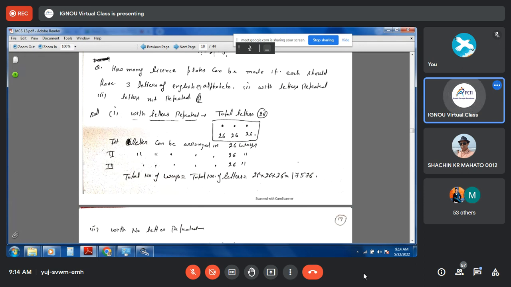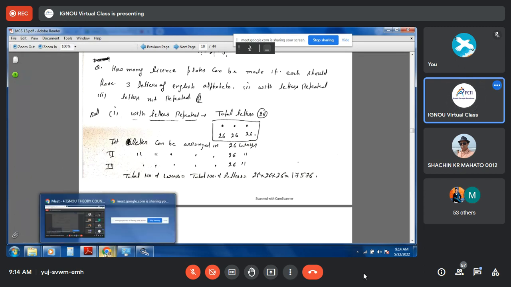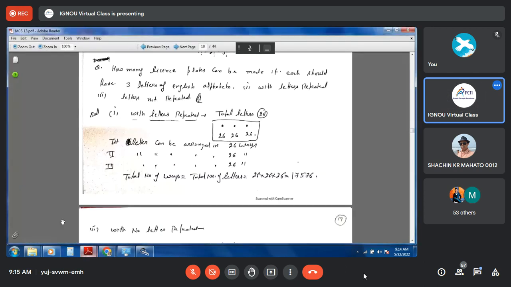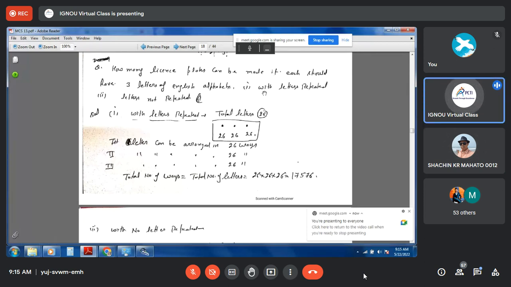See, we have to make the license plate having three English alphabets. There are two conditions, with letters repeated and letters not repeated. Sometimes these conditions are written, sometimes it is not written. If it is not written, you can choose any one of the conditions or you can do both the conditions.